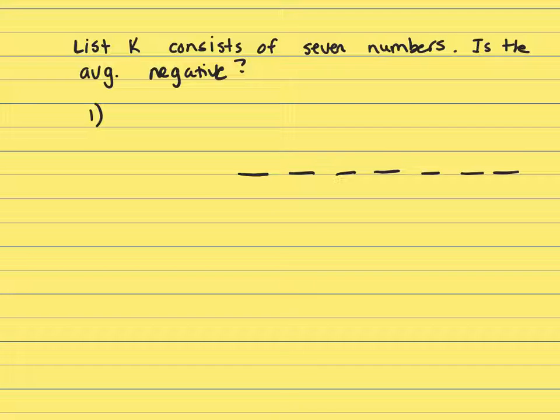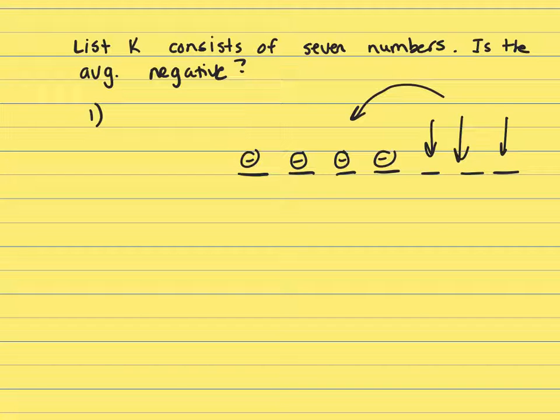Clue 1: 4 of the 7 numbers in the list are negative. Well, that's not going to help me because that number could be negative, negative, negative, negative. But you've got 3 spots left, and those numbers could be so large as to offset the average to be positive. So clue 1 doesn't work.